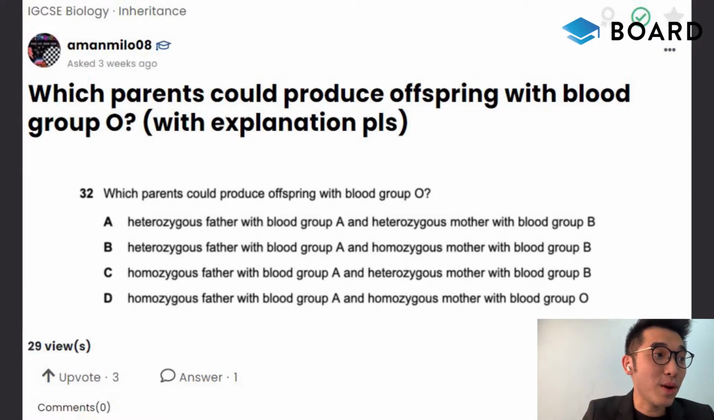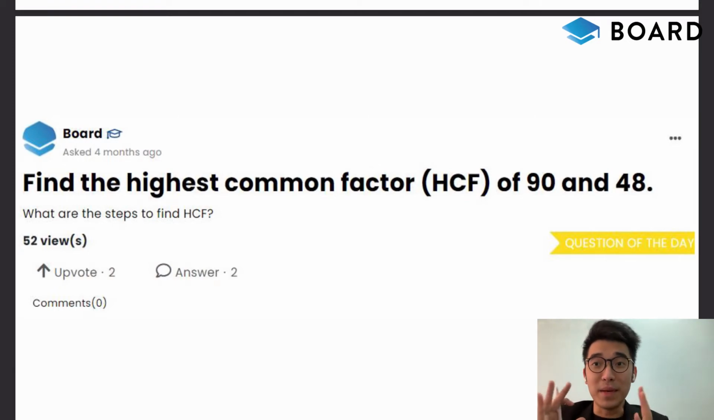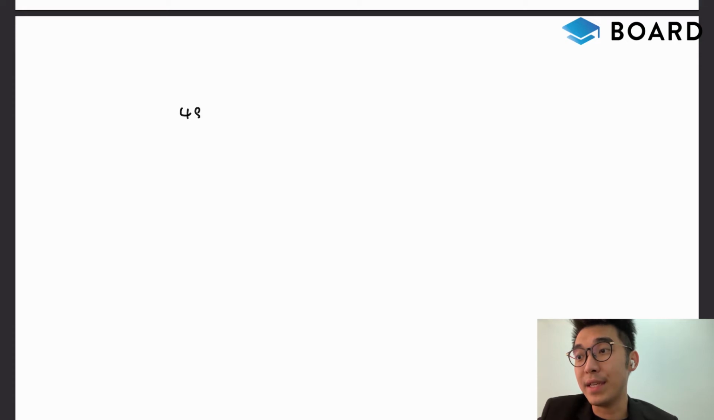So let's look at question 3. Alright, the third one. It says, find the highest common factor of 90 and 48. This type of question is quite straightforward. To find the highest common factor between 48 and 90, I would suggest you bring it down to its simplest: find all the prime factors and try to divide both numbers and bring it to the lowest point.